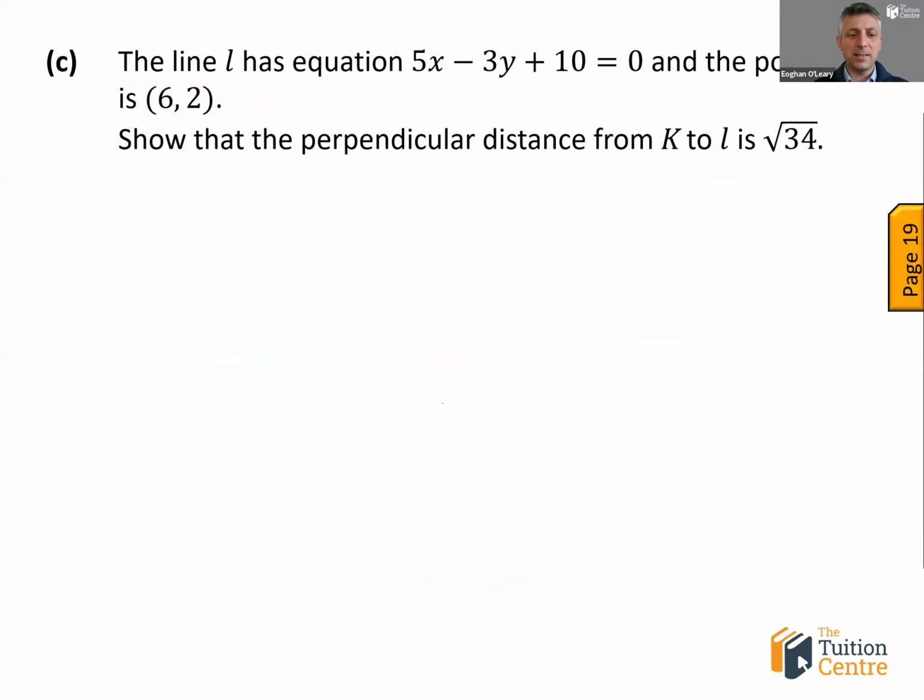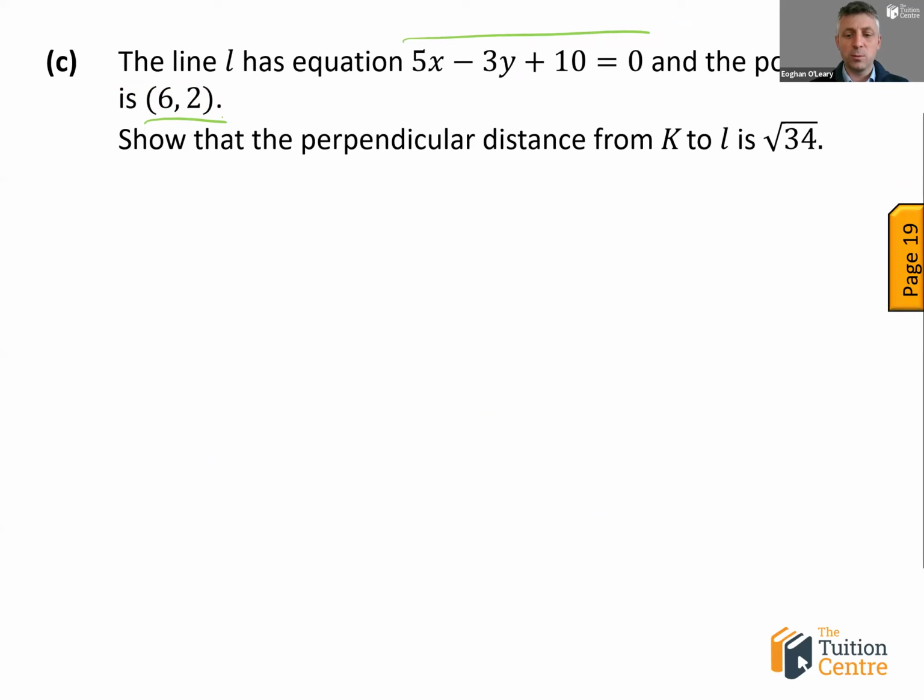The last bit then says the point L has an equation 5x minus 3y plus 10 equals 0. And the point K is 6, 2. Show that the perpendicular distance from K to L is root 34. And how many times have I said this before? Sometimes people throw in the towel with a question, but this part here is just a standalone question.